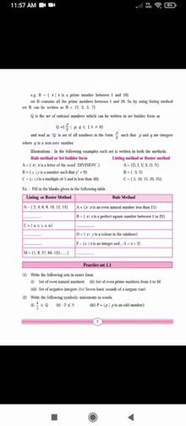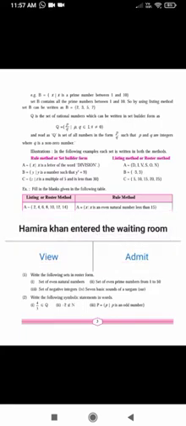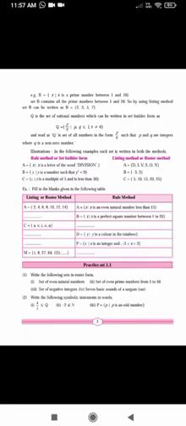In the previous lecture, I explained the definition of a set, how to represent a set, and the types of sets, and how to convert sets given in rule method into the listing method, and listing method to rule method. Today, I will explain how to solve the questions of practice set 1.1.